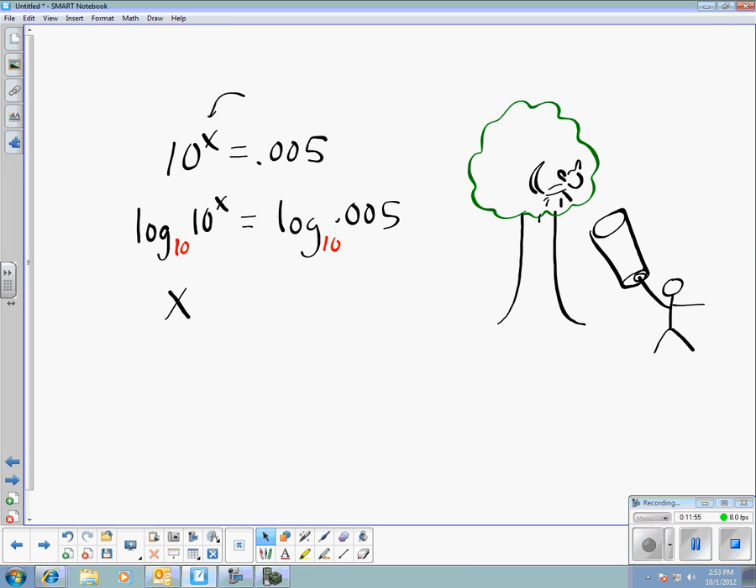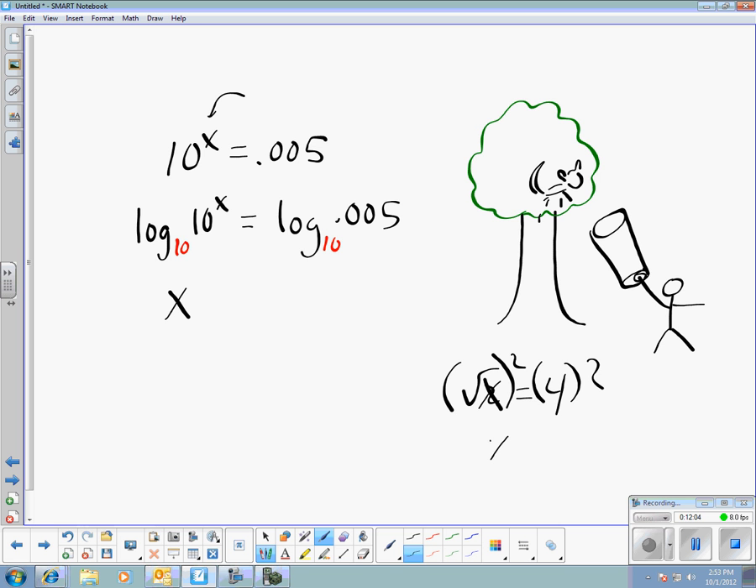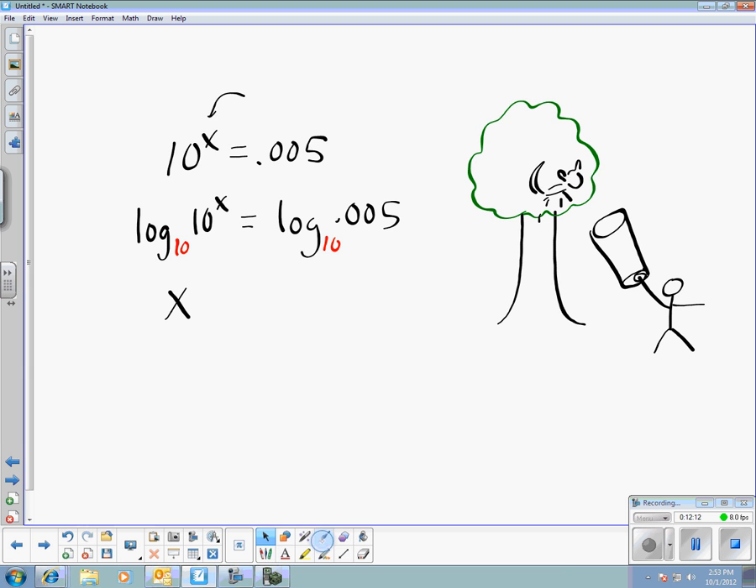Just like if I had the square root of the square root of x equals 4, I would square both sides because squaring and square rooting cancel each other out. Okay, logging and exponentiation cancel each other out. Therefore, the log base 10 of 10 to the x is equal to x. And on this side, I'm left with log base 10 of 0.005.